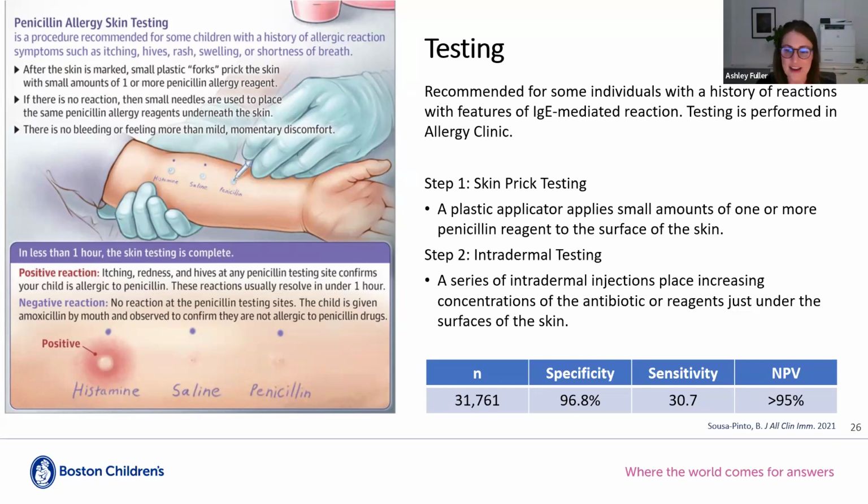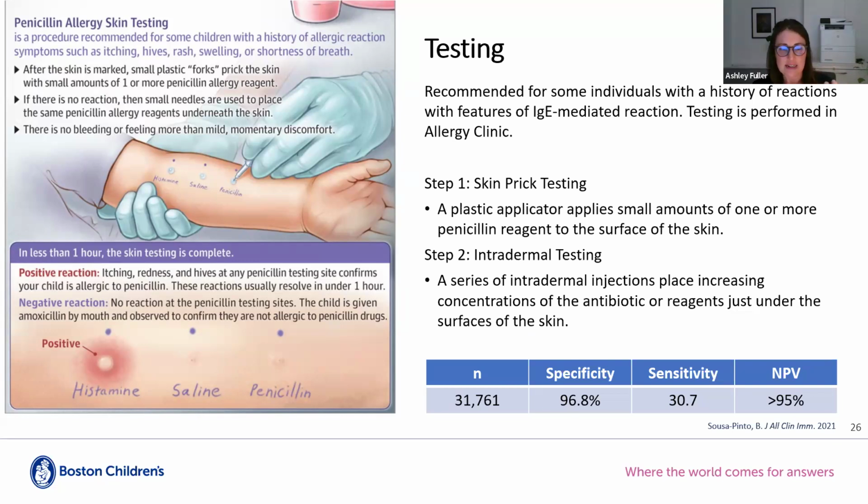The picture here on the left is an example of what a positive reaction may look like. If you've ever been bit by a mosquito or experienced hives, that is what we are looking for on the skin testing to suggest a reaction to the medication. Typically, histamine and saline are placed as positive and negative controls as well.